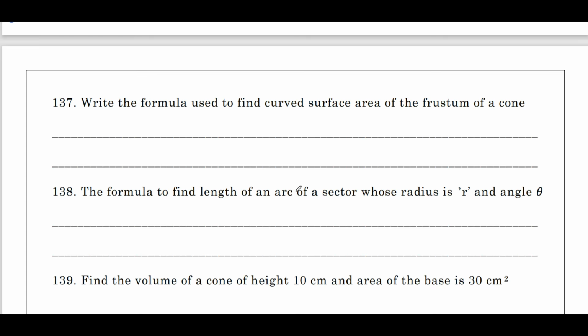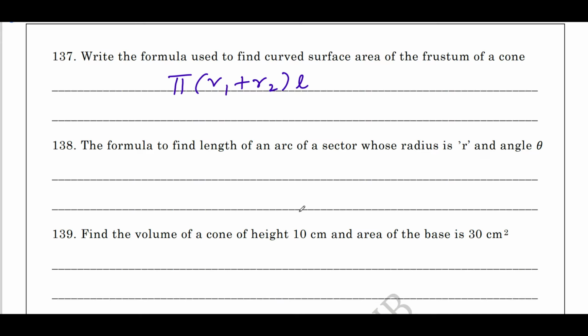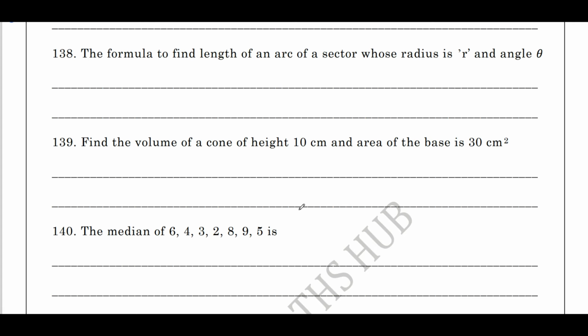Formula to find out what? The curved surface area of frustum of cone. CSA of frustum of cone is what? Repeated question. Pi into R1 plus R2 into L. Repeated question: length of an arc is given by the formula theta by 360 into 2 pi r.